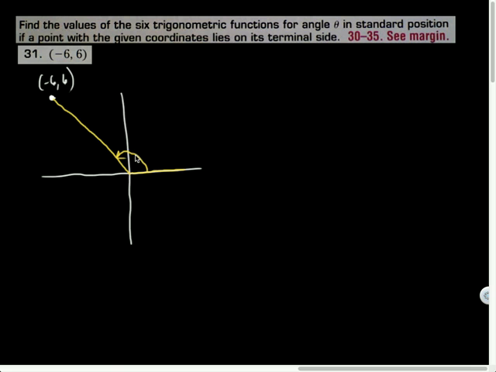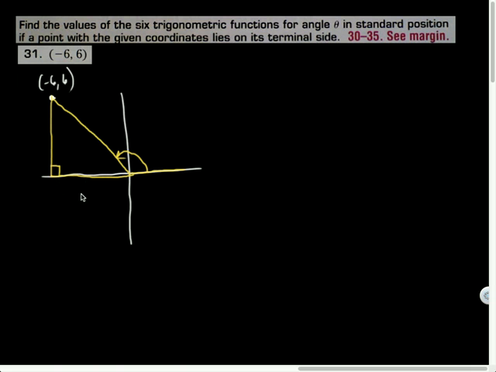Now, looking at this, I actually can figure out theta right away. I don't know if you guys can. Maybe that's not as obvious. But, well, let's actually draw this triangle and see. Yeah, it's going to be 45 for the reference angle.